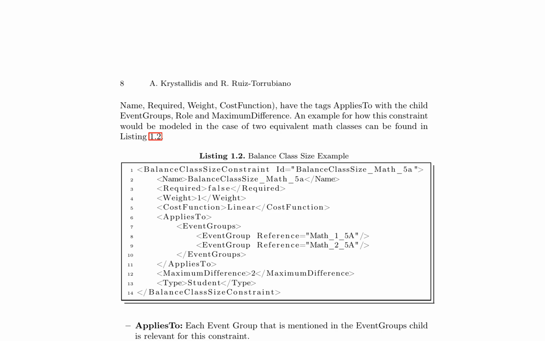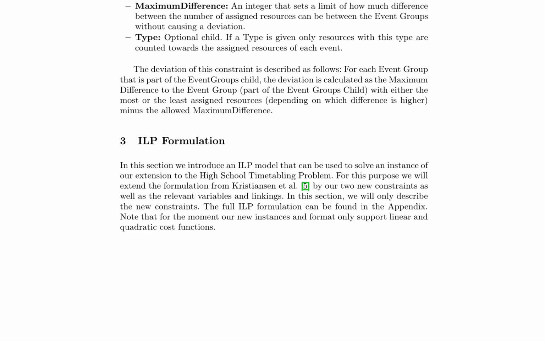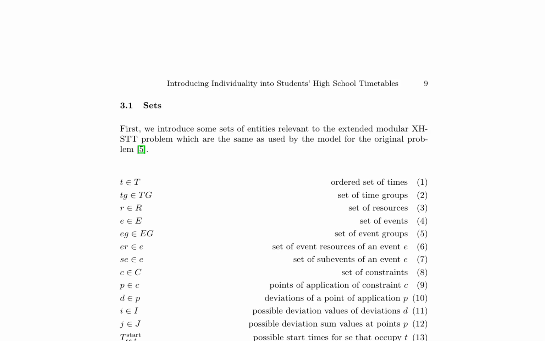To achieve this, balanced class size constraints are introduced, which limit the difference in class sizes to a certain threshold. The constraints are modeled using a novel ILP formulation that extends existing work by incorporating the new constraints. This approach allows for more flexibility in scheduling while ensuring that each student's schedule is unique and class sizes are balanced.